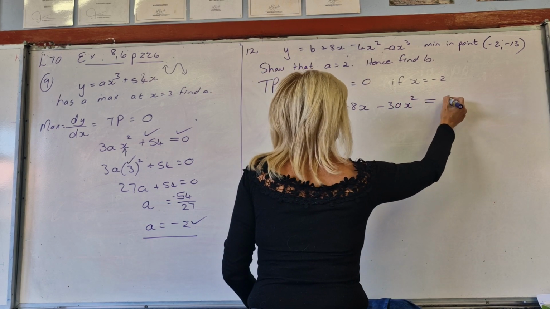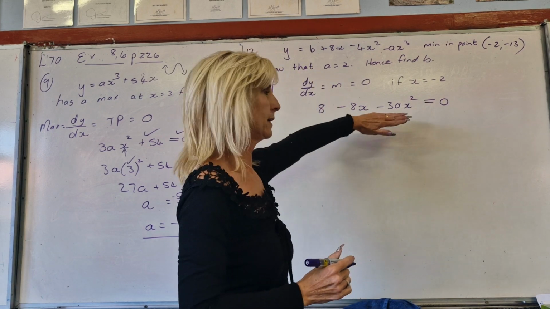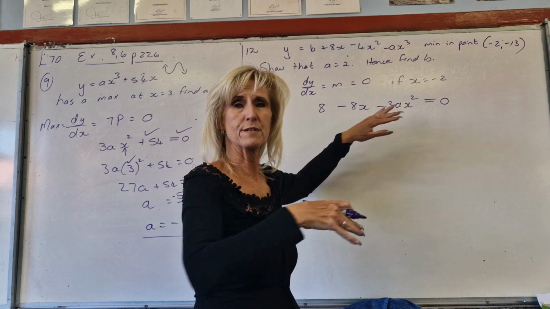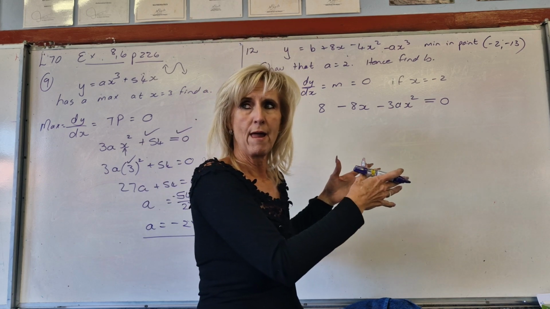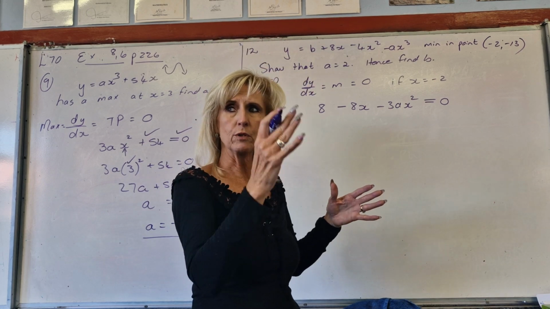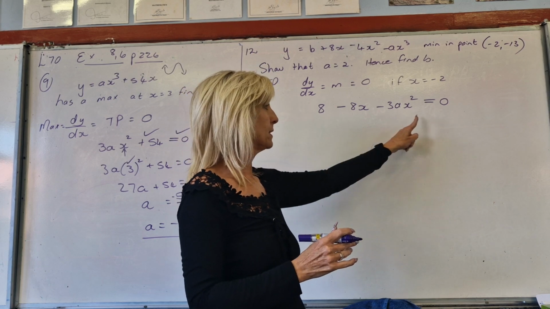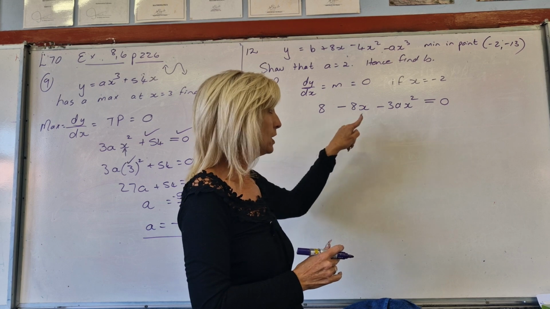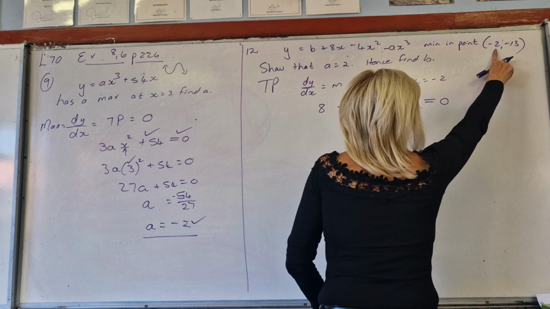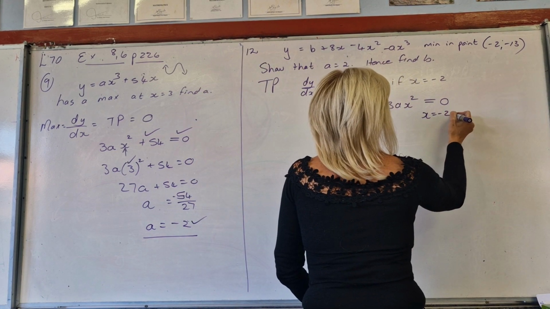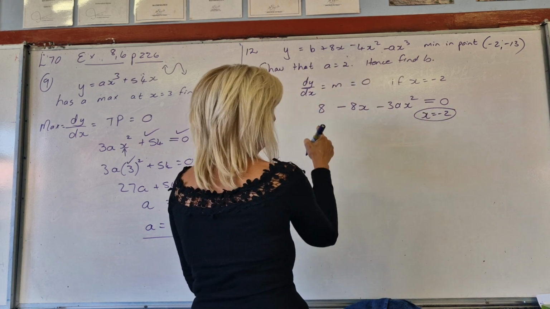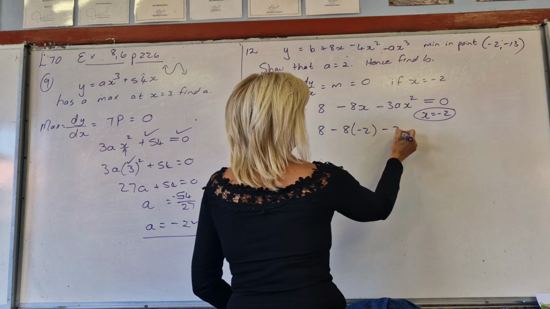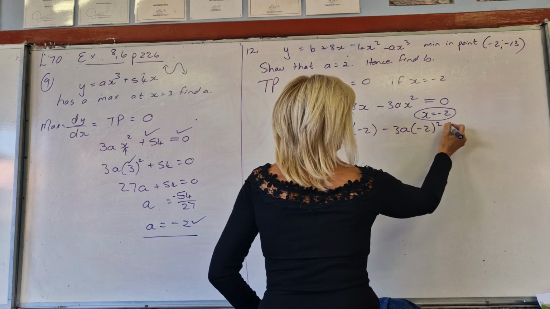Equal to, remember that this is gradient. And the gradient changes from point to point, wherever my graph is, and I'm not even going to do a graph now. But from point to point, the gradient will change. And the gradient depends on whichever x value I'm at. Now, at the turning point, I am at x equal to negative 2. But I've got to fill in here. So I've got 8 minus 8 times negative 2 minus 3a times negative 2 squared.